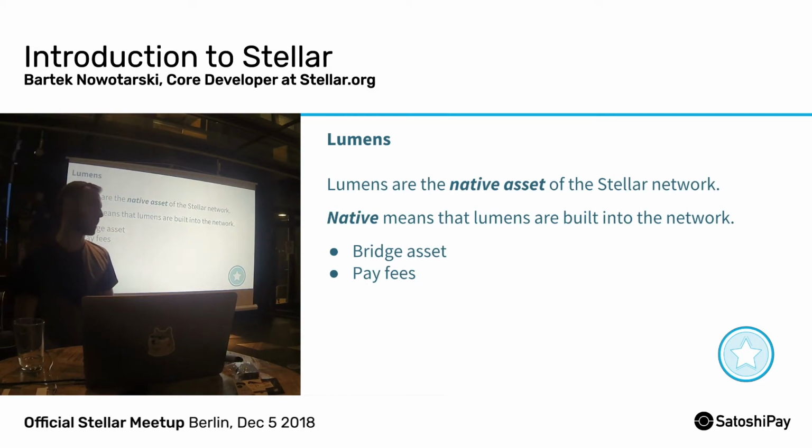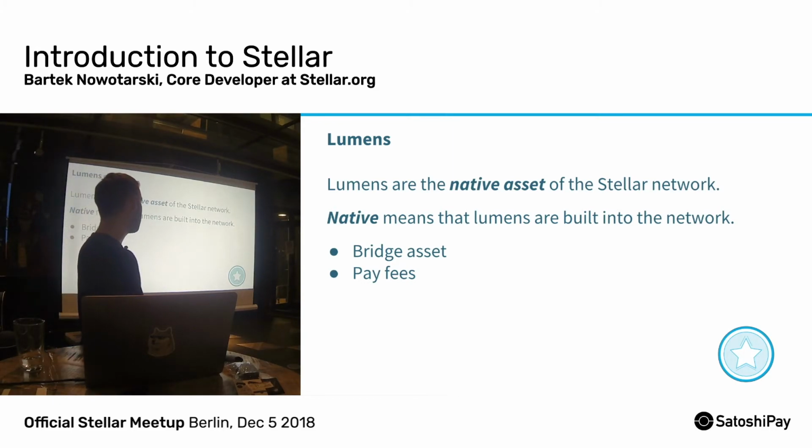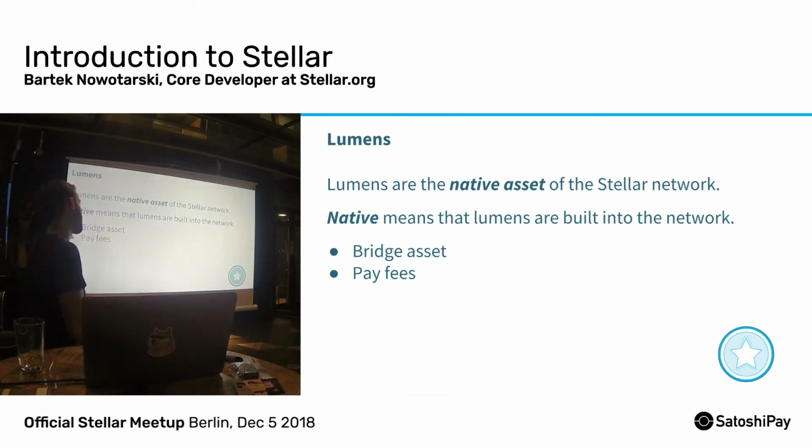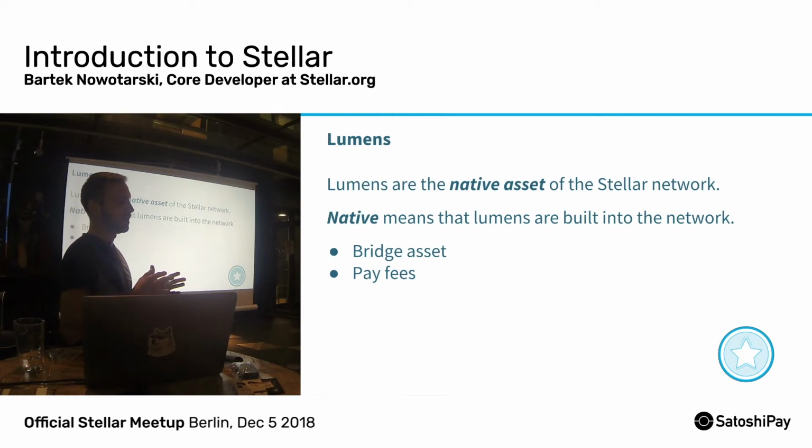There's also Lumens. Lumen is the native asset of Stellar Network, and it's built into the network from the very beginning. The two main reasons for Lumens to exist are, first, to be a bridge asset. For example, it's much easier to have a single bridge asset and order books between other assets and this asset, rather than a lot of order books between each other.